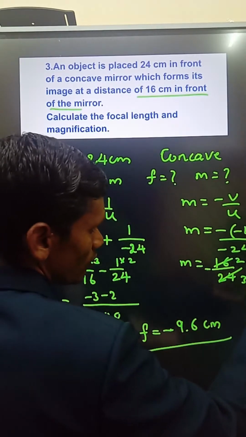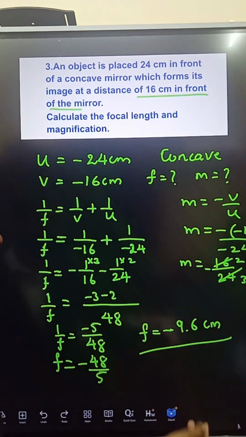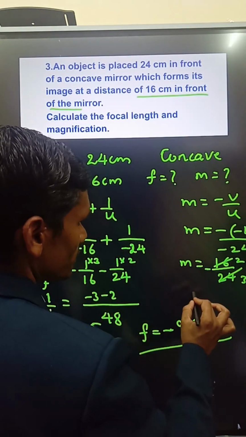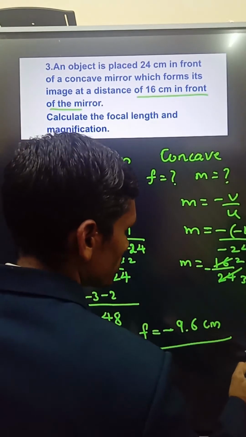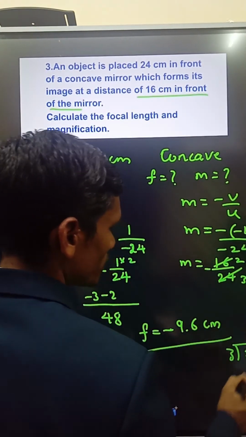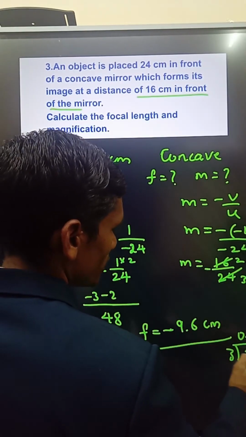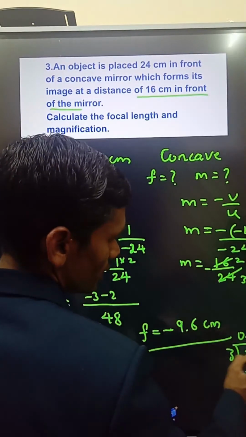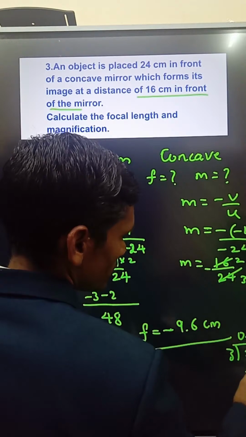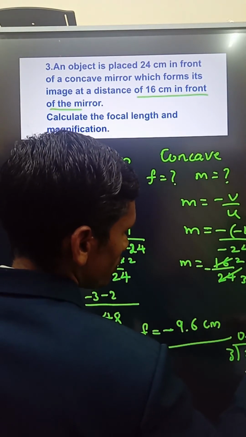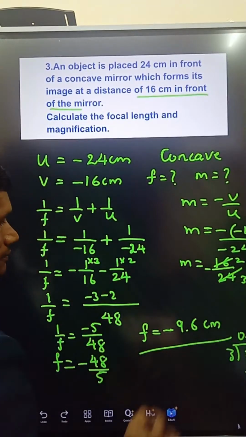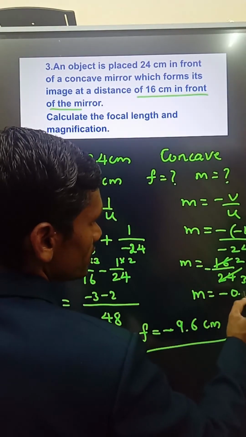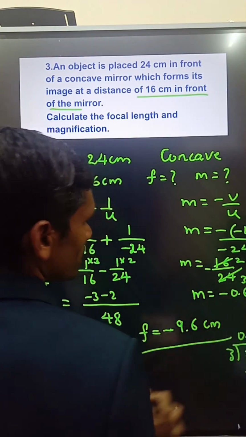If you express this in decimal form also, you will understand by what factor it is greater or smaller. If you divide 2 by 3, what do you get? 0.6, 2 remains. Again 0.66, this 6 continues, so you can round off and take it as 0.667. So magnification is minus 0.667, you can round off.